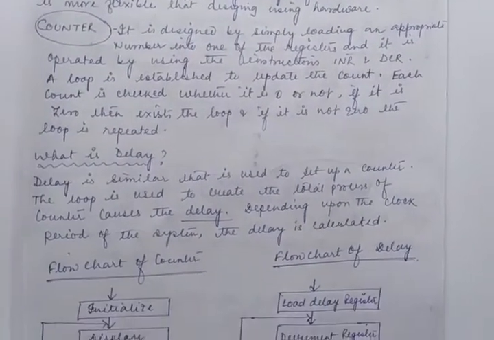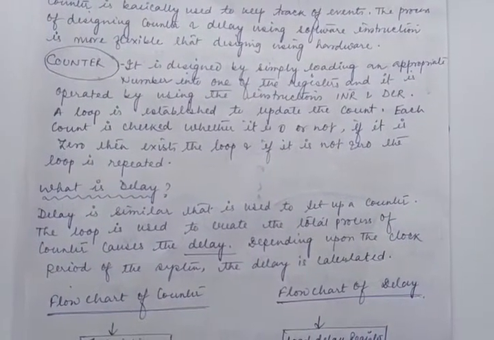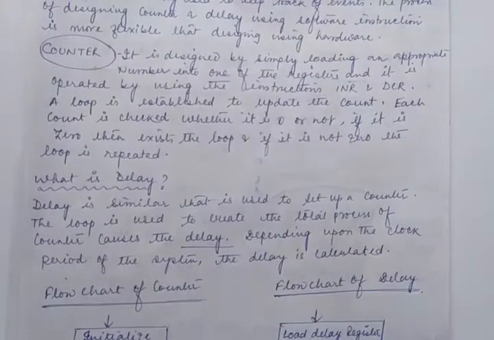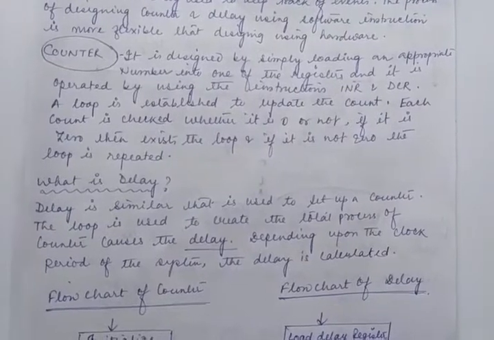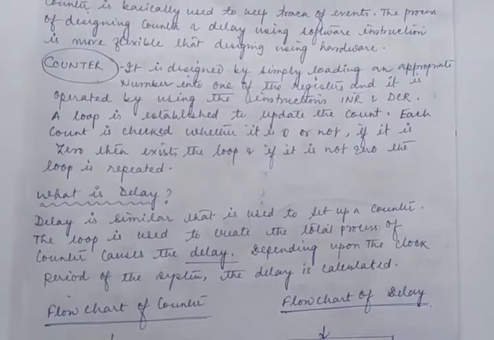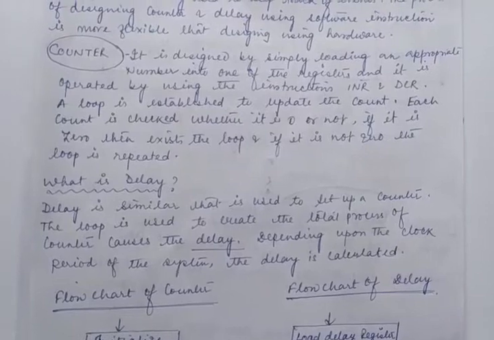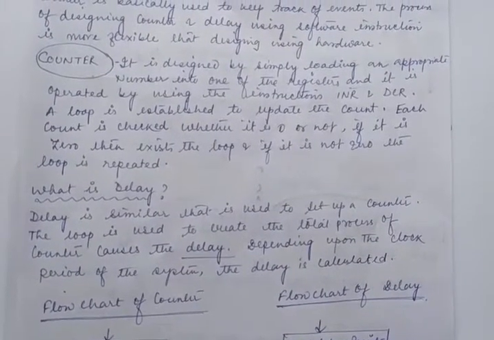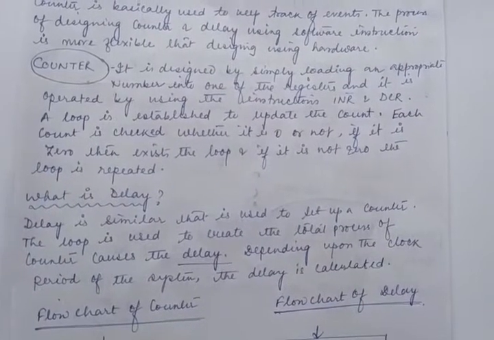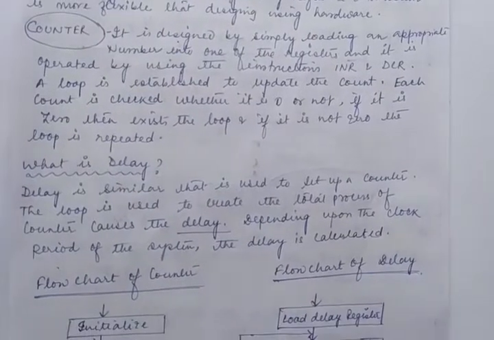And now I will concentrate on delay, right? So delay is similar, that is used to set up the counter. The loop is used to create the total process of counter, which causes the delay, right? Because you have created one loop. Not only one loop, more than one loop can be created in your programming, and I will show some examples related to more than one loop, right? But using this loop you can calculate the delay of the program, that how much delay the program exhibits, right? And we can calculate the delay.